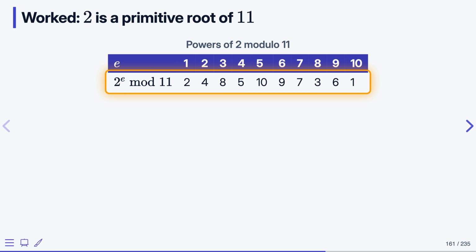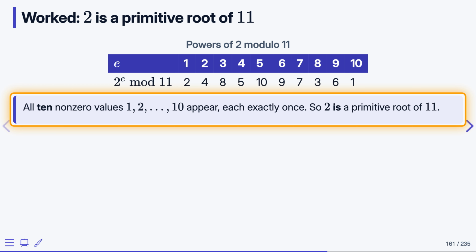Let's test the number 2 with the prime 11. Walk along the bottom row. 2 to the first is 2, 2 squared is 4, 2 cubed is 8, 2 to the fourth is 16, which is 5 mod 11, 2 to the fifth is 10, 2 to the sixth is 9, 2 to the seventh is 7, 2 to the eighth is 3, 2 to the ninth is 6, and 2 to the 10th is 1. Now look at what we collected. 2, 4, 8, 5, 10, 9, 7, 3, 6, 1. That is all 10 non-zero values, each exactly once. So 2 is a primitive root of 11.